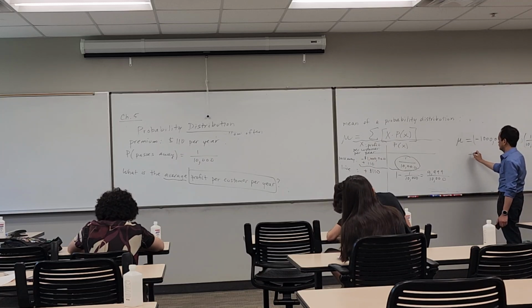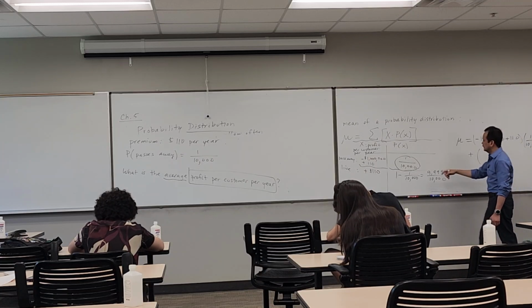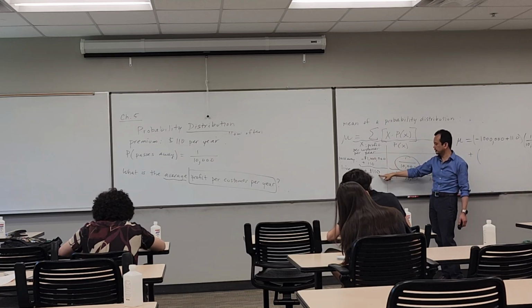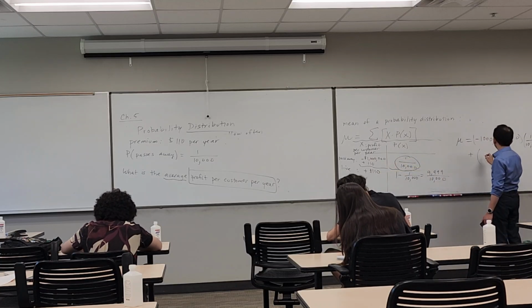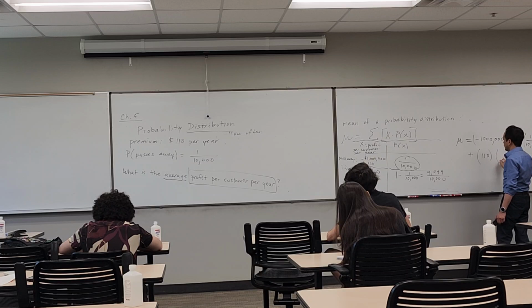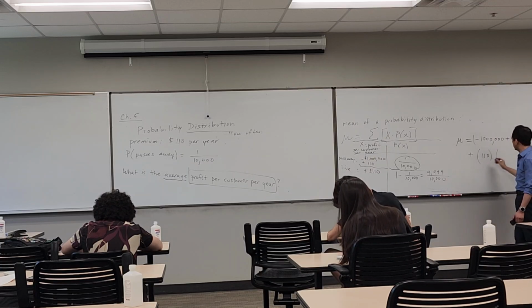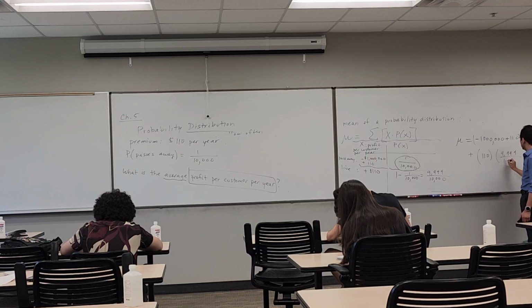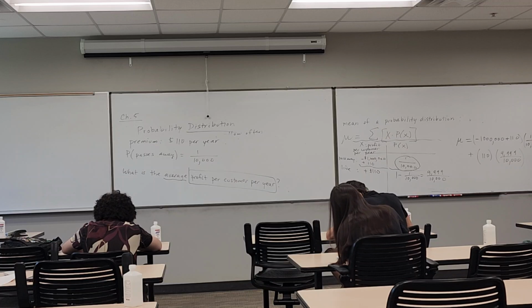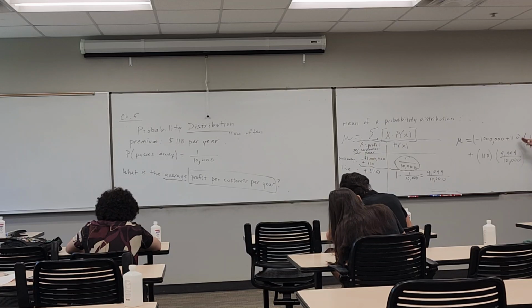And then plus the value of the next x value, which is 110, times its respective probability, or 9,999 divided by 10,000. All right, any questions? Okay, so go ahead and punch this in your calculator. Let's see what we get.